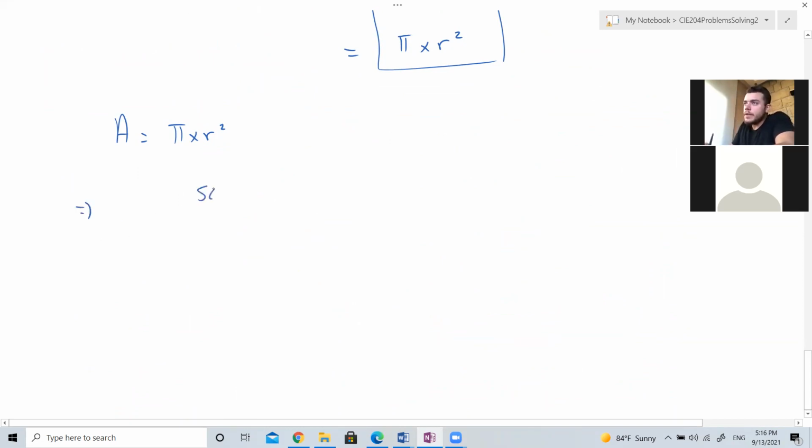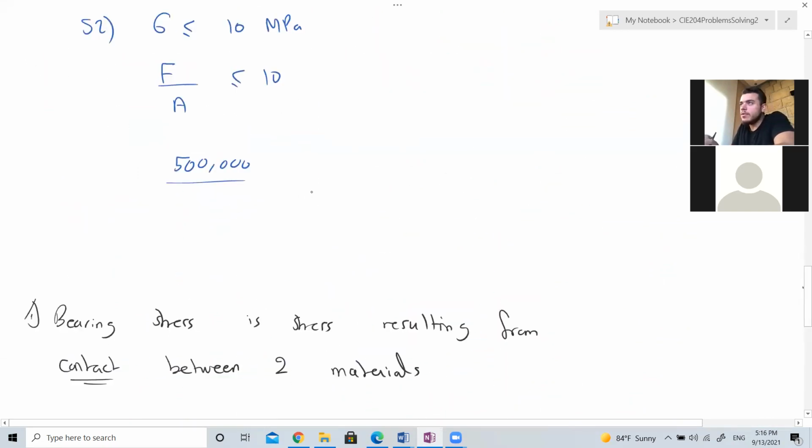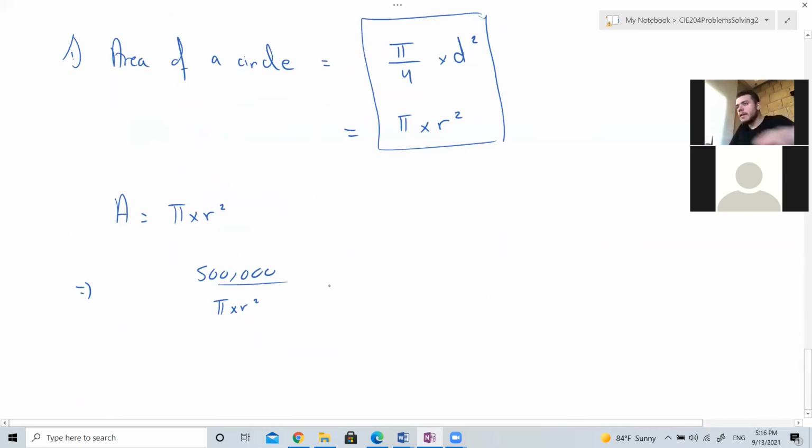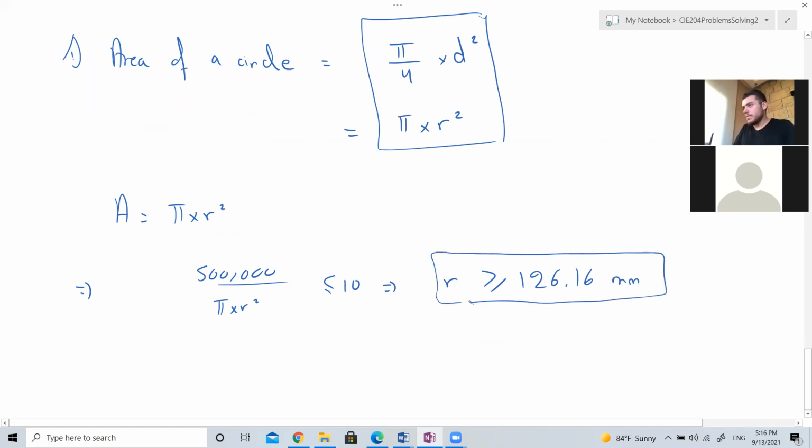Therefore, 500,000 divided by pi times r squared, which is this, is less than or equal to 10, and therefore r is greater than or equal to 126.16 millimeters. Why did you change the sign, Professor, when we didn't multiply by the negative? Because this Hassan is below; if you bring it up here, it goes to the other side.